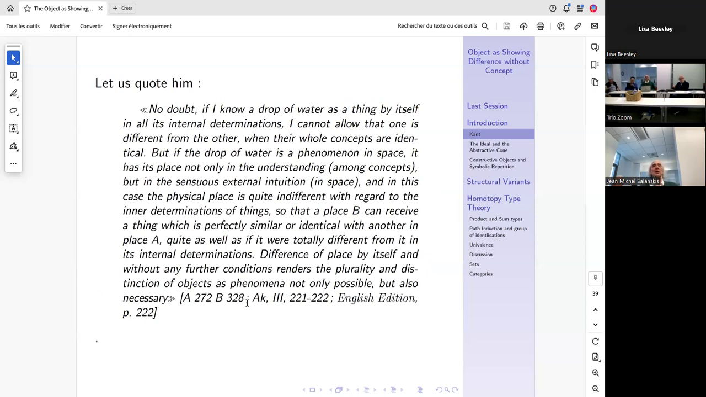And here comes the quote from Kant, which we have to read carefully. "No doubt, if I know a drop of water as a thing by itself and in all its internal determinations, I cannot allow that one is different from the other when their whole concepts are identical. But if the drop of water is a phenomenon in space, it has its place not only in the understanding among concepts, but in the sensuous external intuition in space. And in this case, the physical place is quite indifferent with regard to the inner determinations of things, so that the place B can receive a thing which is perfectly similar or identical with another in place A, quite as well as if it were totally different from it in its internal determinations. Difference of place by itself and without further conditions renders the plurality and distinctions of objects as phenomena not only possible, but also necessary."